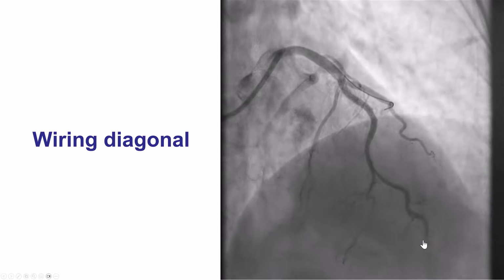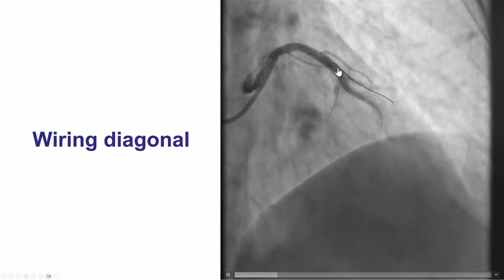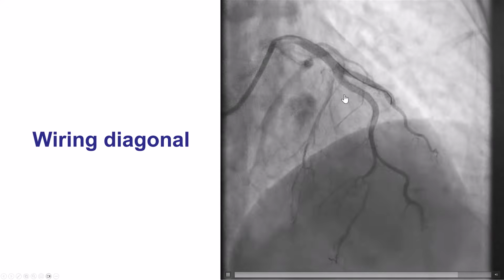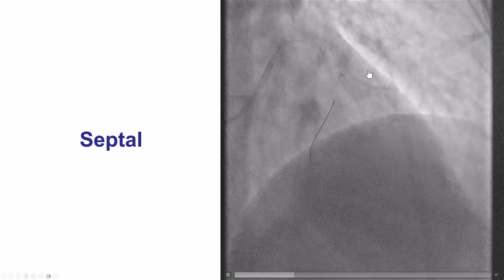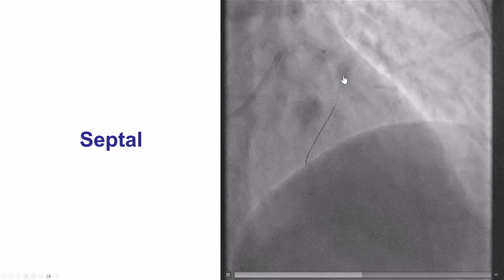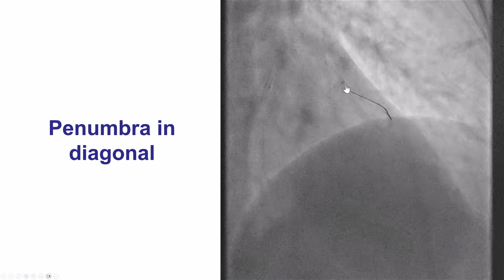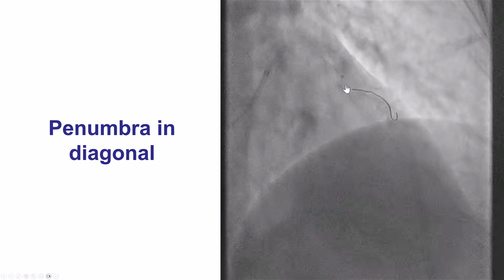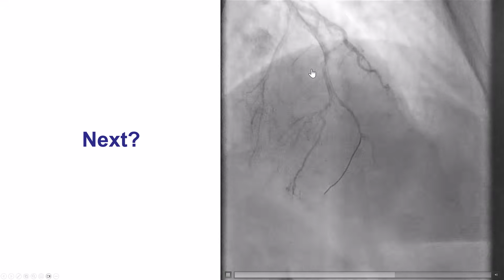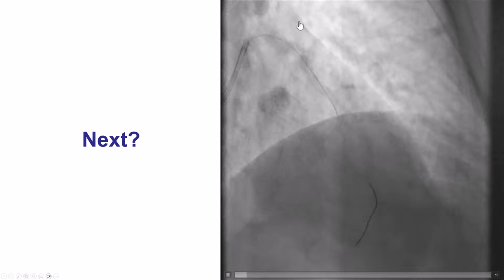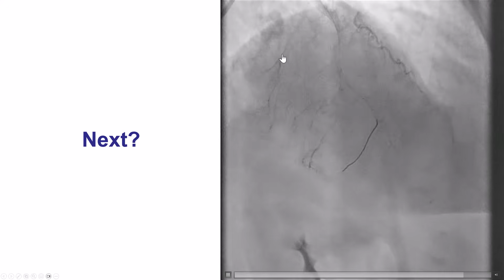So what to do about this large thrombus? We did repeated passes of the Penumbra catheter, although the Penumbra could not go in the diagonal because of the previously placed stent in the LAD. We also tried to do it in the septal, but again, because of the previous LAD stent, we just could not deliver the catheter into the septal. Nevertheless, we were able to remove most of the thrombus. At the same time, we gave a glycoprotein 2b3a inhibitor, which also can help with resolution.